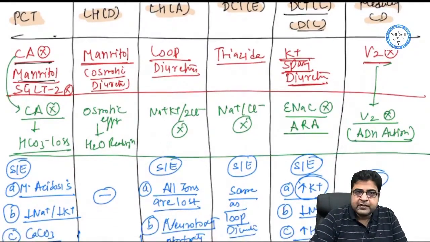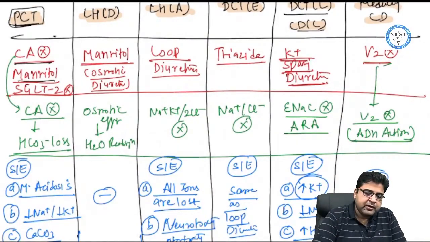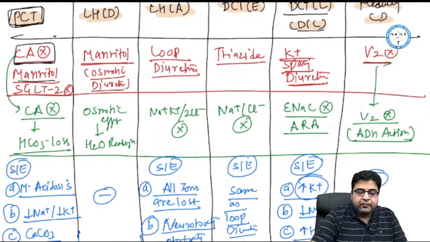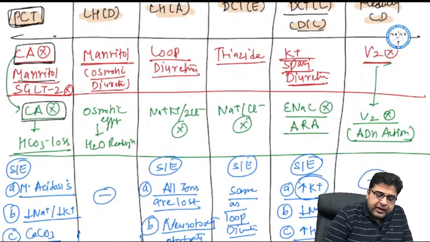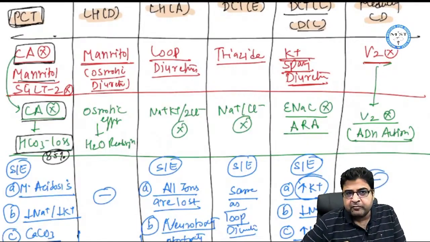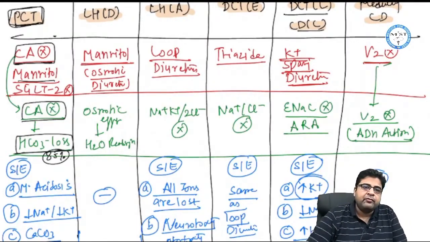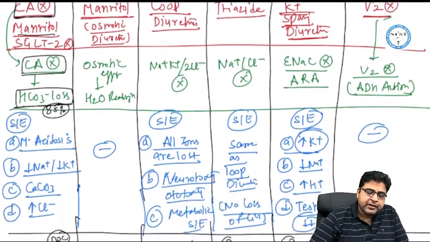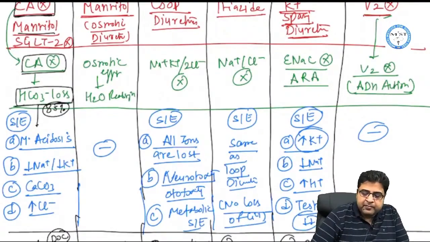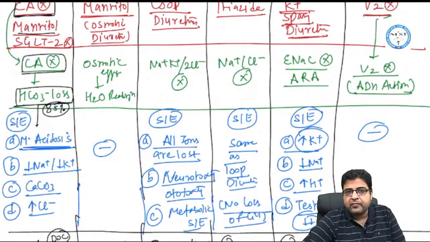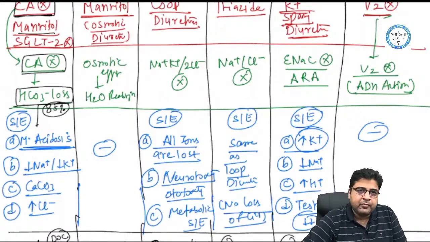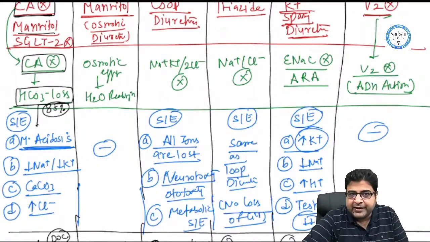Now if we talk about medicines which act on PCT of kidney, proximal convoluted tubule of kidney, the topic is carbonic anhydrase inhibitors. Whenever we give carbonic anhydrase inhibitor to a patient, from PCT of kidney, 85% of bicarbonate will be lost. And when this bicarbonate is lost from the body, patient will develop metabolic acidosis as a side effect, because we have lost the bicarbonate.